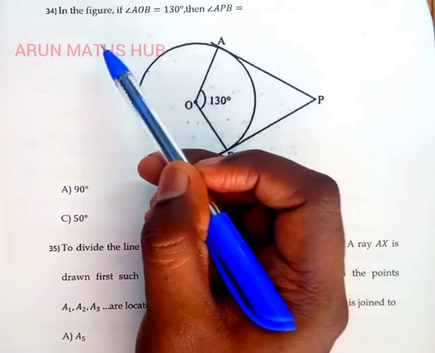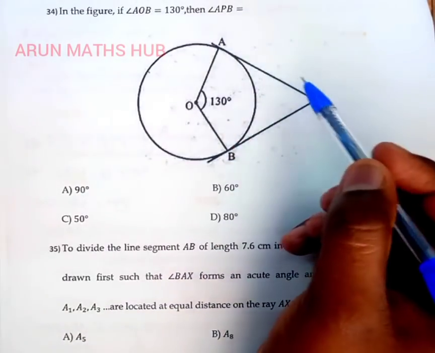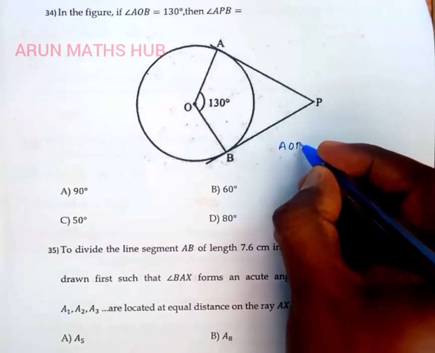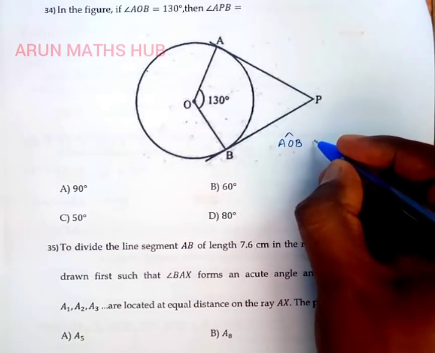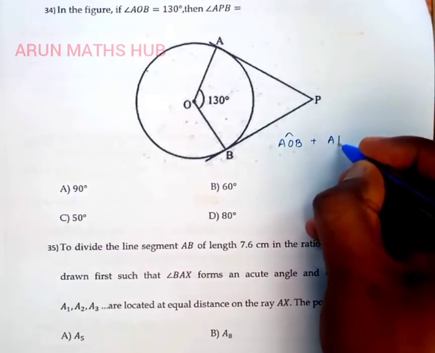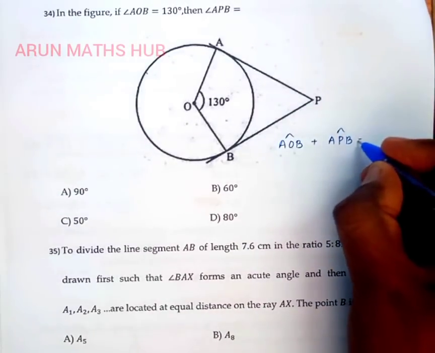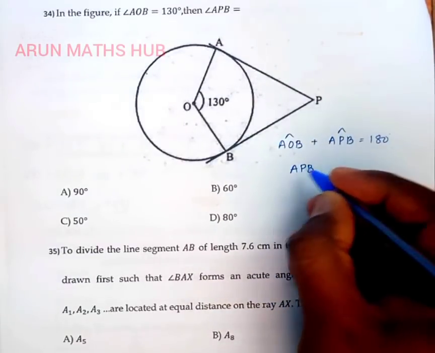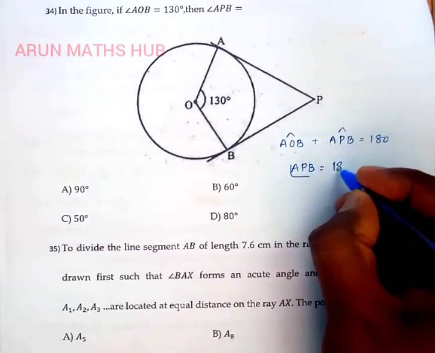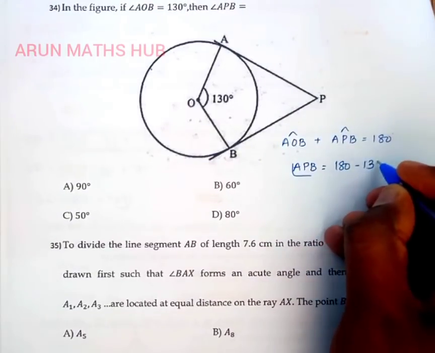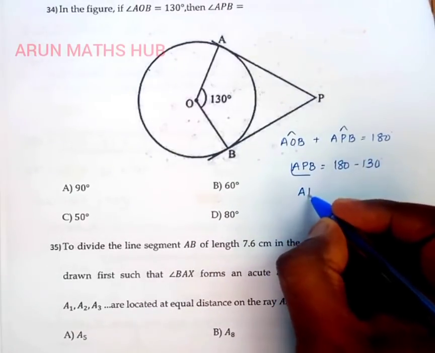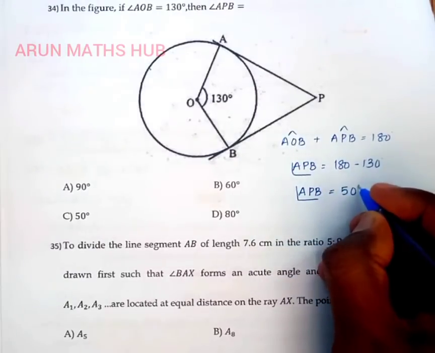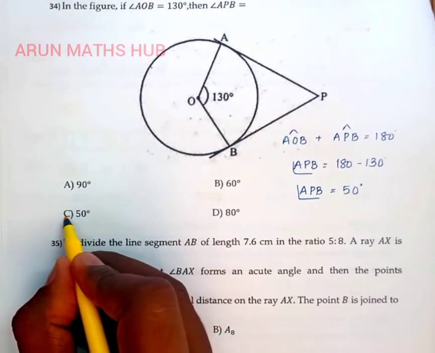In the figure, angle AOB equals 130 degrees, and the angle between the radii and the angle between the tangents is equal to 180 degrees. Therefore, AOB plus APB equals 180 degrees. Now, angle APB is equal to 180 minus 130 degrees. 180 minus 130, we get 50 degrees. Therefore, angle APB equals 50 degrees. The correct answer is option C, 50 degrees.